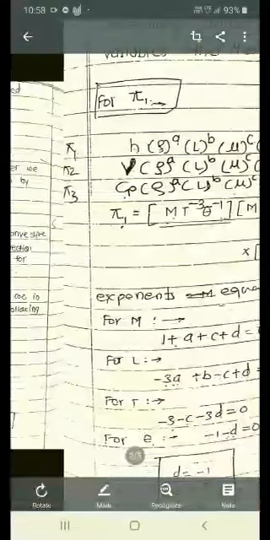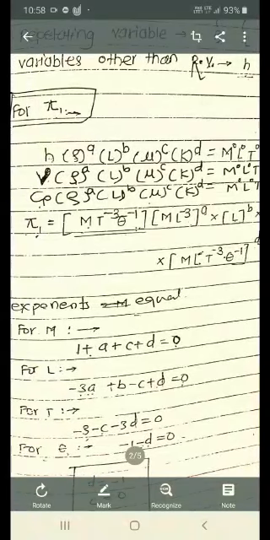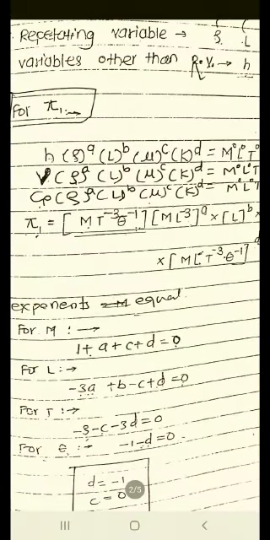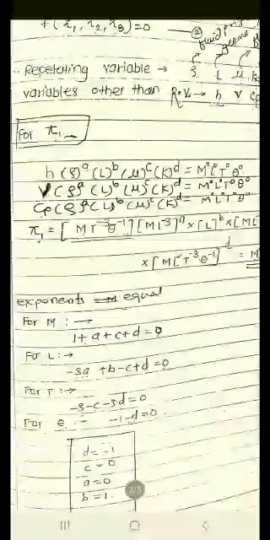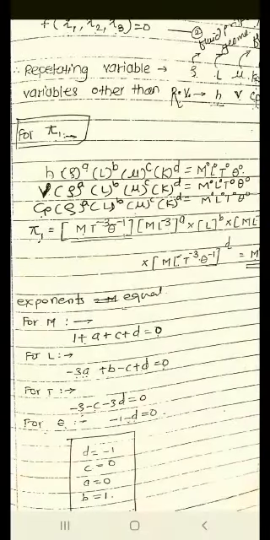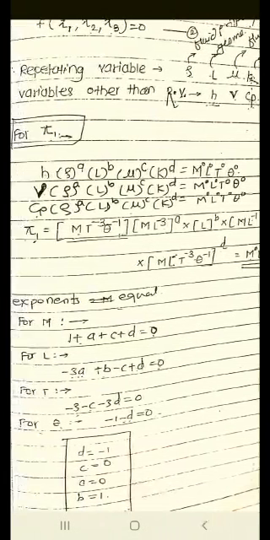And for T, time, T raised to minus 3 means minus 3, T raised to minus 1 means T raised to minus 1 into C, minus C, and T raised to minus 3 into D, minus 3D is equal to 0. And for theta, theta raised to minus 1, theta raised to minus D, so is equal to 0.